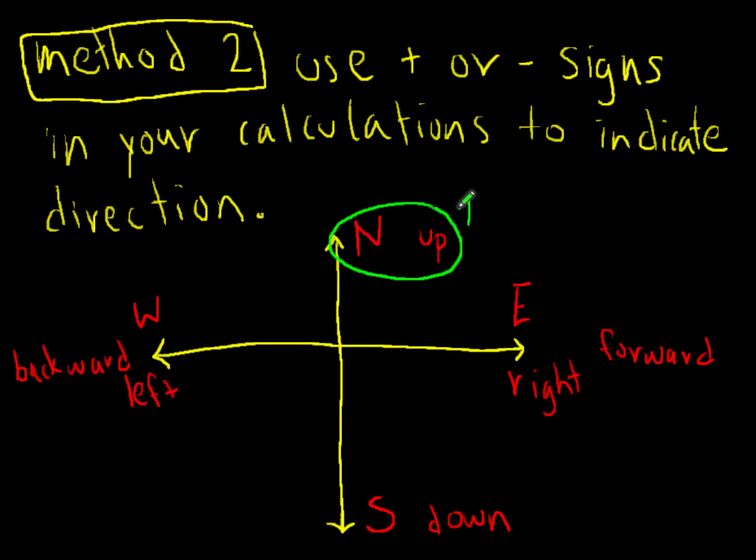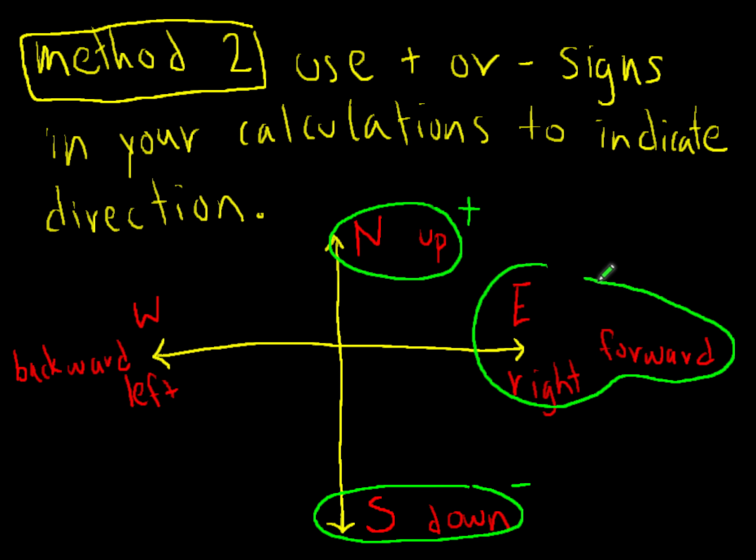North and up are positive. South and down are negative, just like the positive and negative y-axis. East, right, and forward are positive. West, backwards, and left are negative.